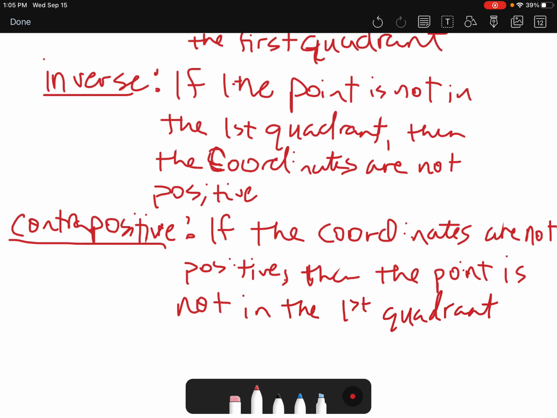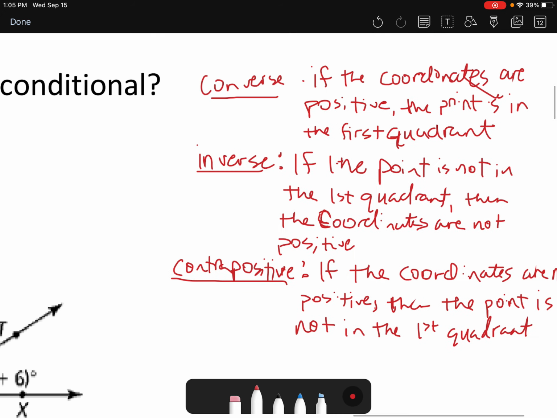So the converse swaps your information around. The inverse negates your information but doesn't swap it around. The contrapositive does both.